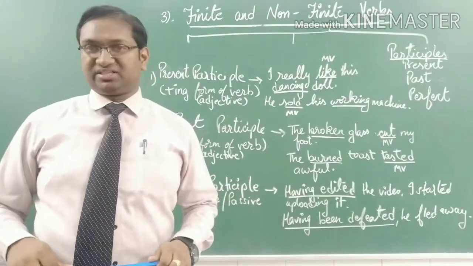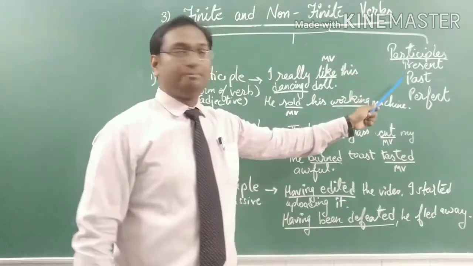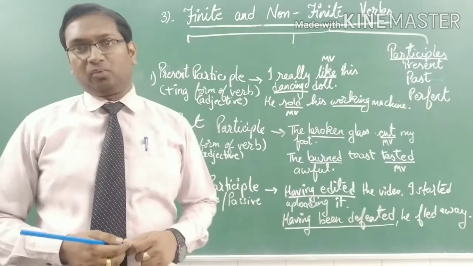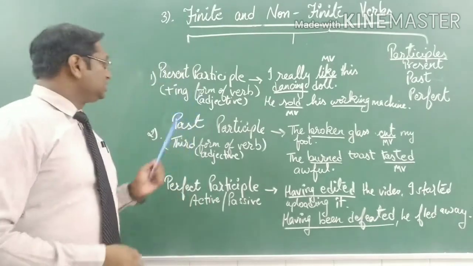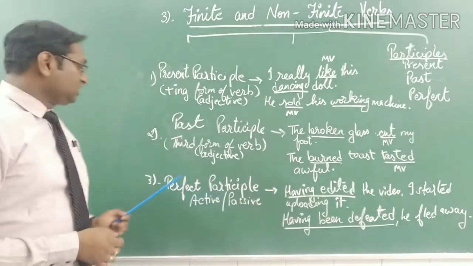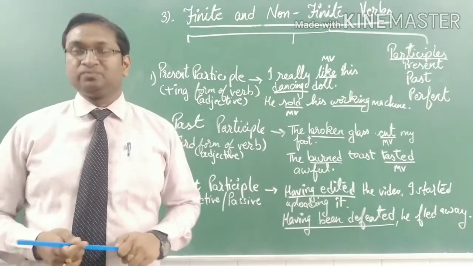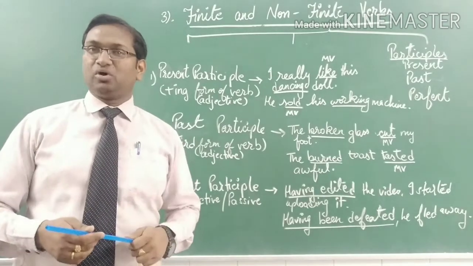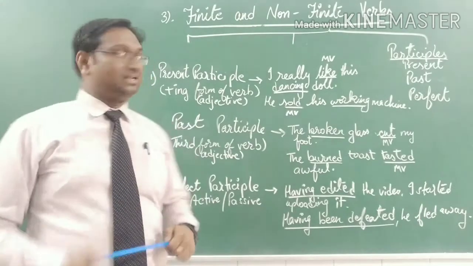Now last we have participles in non-finite verb. And we have three participles: present, past and perfect. In present participle, we use ing form of the verb along with the adjective. In past, we use the third form of the verb along with the adjective. And in perfect participle, we use active and passive voice. In active voice, we are going to use having, and in passive voice we will use having plus being. So let's see in detail.